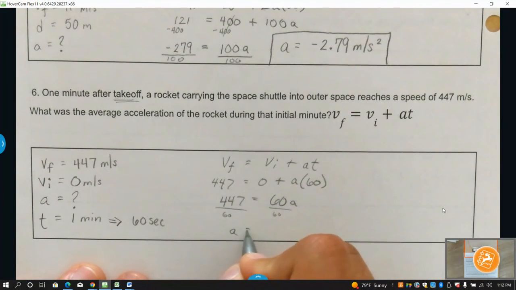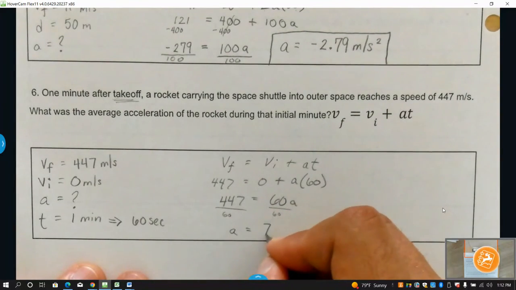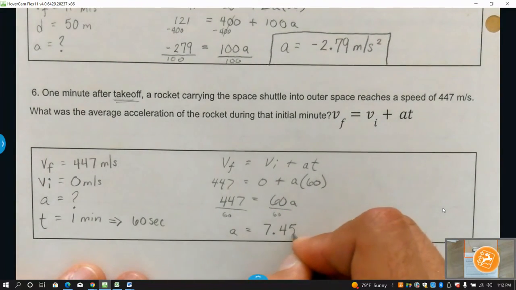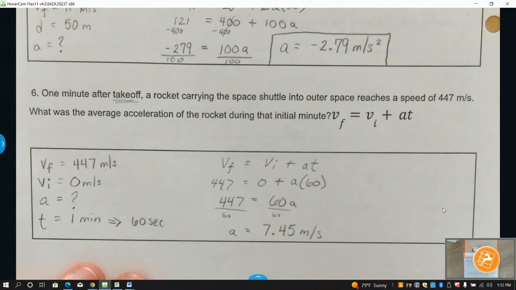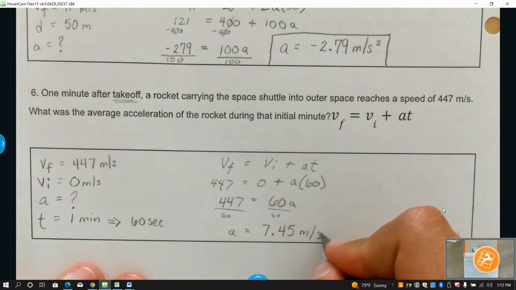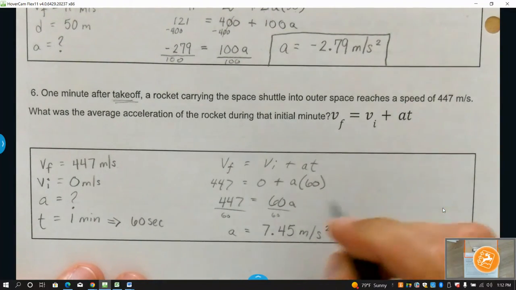And you are going to have an acceleration of about 7.45 meters per second. Is that the right unit? No. Acceleration is meters per second squared.